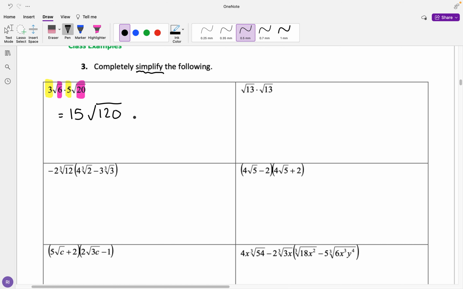Completely simplify. This is not fully simplified because I can absolutely take out some perfect square that is 120. If you're not quite sure, I'd probably start with 120 divided by 4, but I don't think that's going to be large enough, and it actually is because the result is 30, and that works out. So 4 times 30, which gives me the square root of 4 is 2 times root 15. Kind of a strange result, but it is.